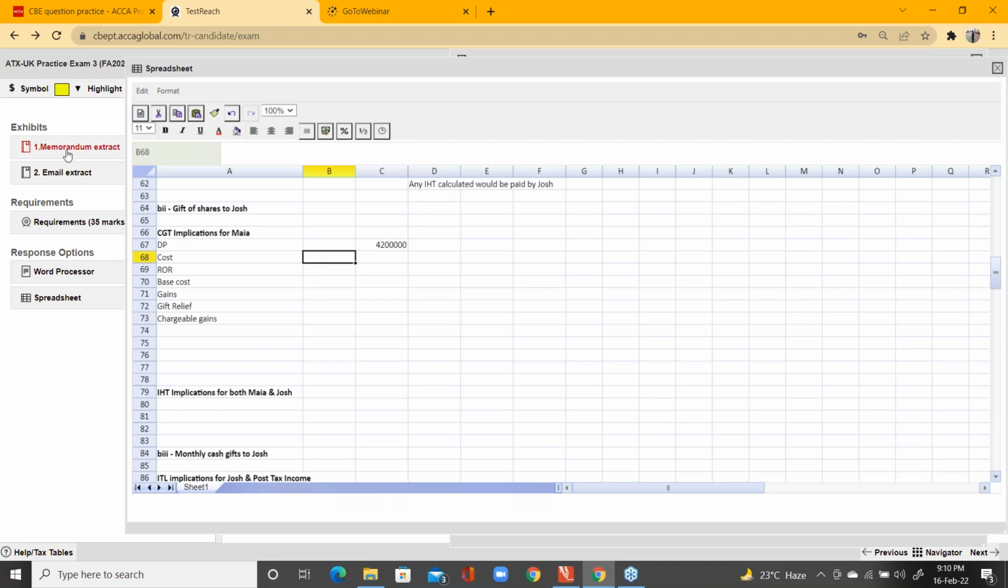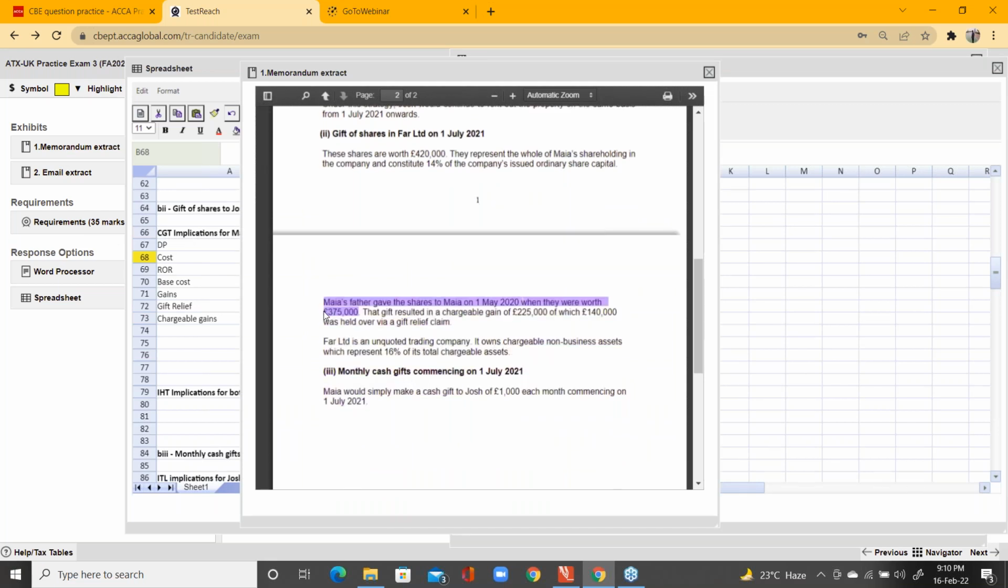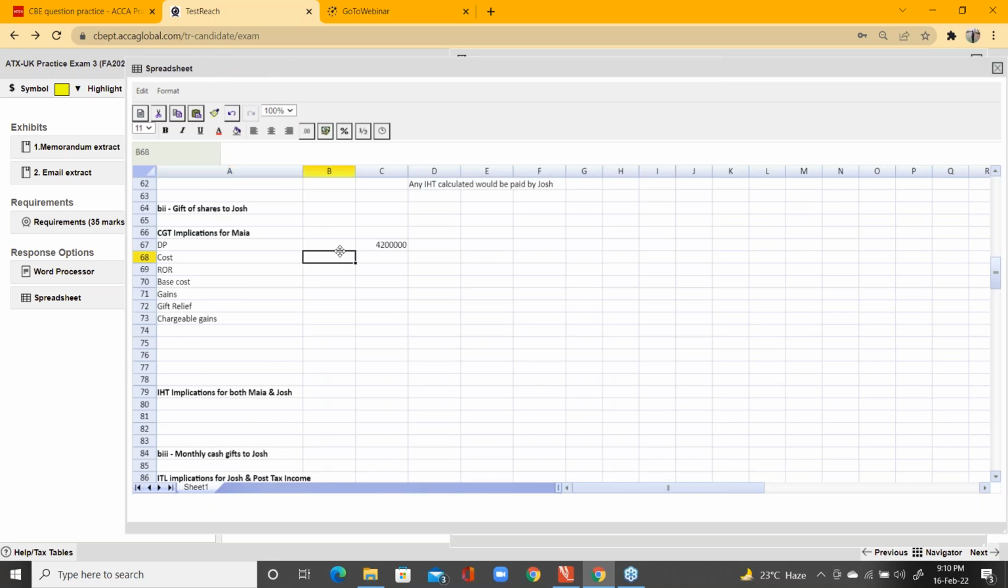What is the cost of these shares? That is 375, because Maya's father gave shares at a value of 375, and at the same time both persons claimed rollover relief of 140. The same rollover relief is deducted in the calculation of Maya's father, which is irrelevant for us, and the same rollover relief would be deducted by Maya at the time of disposing of these shares to Josh. So taking the figures from here, writing 375 is the cost. From this, 140,000 claimed as rollover relief, and what is the base cost calculated, the sum of these two.